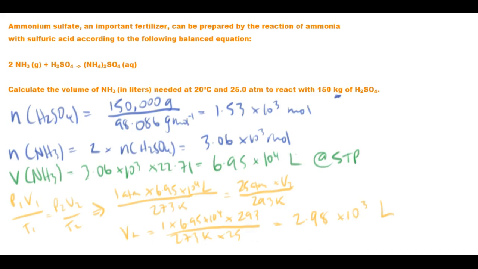This actually makes sense because at STP we have an enormous volume of ammonia needed, and here at this much heavier pressure we have much less. We have only 2,980 liters as opposed to 69,500 liters of ammonia. And here we go, problem solved.